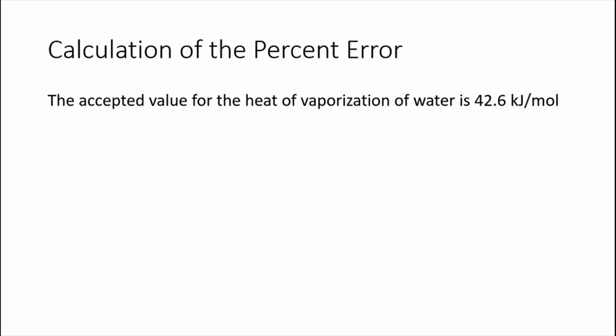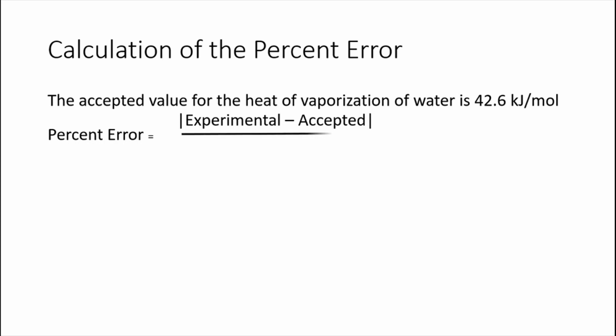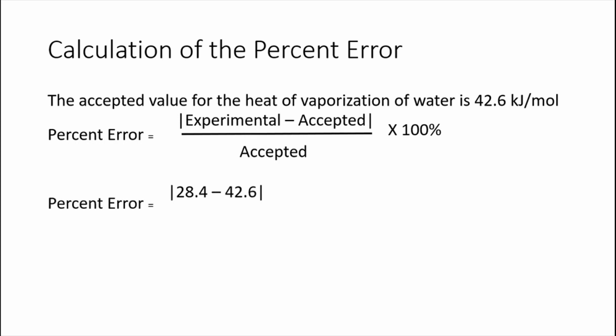The last step that we're going to do is calculating the percent error. For this, we're going to take the accepted value for the heat of vaporization of water as 42.6 kilojoules per mole. Don't forget the formula for percent error is the absolute value of the difference between your experimental value and the accepted value divided by the accepted value times 100%. So our data that we got from my former students gave us a heat of vaporization of 28.4 minus 42.6. We take the absolute value of that. We divide by 42.6 times 100%, and that gives us a total error of 33.4%.